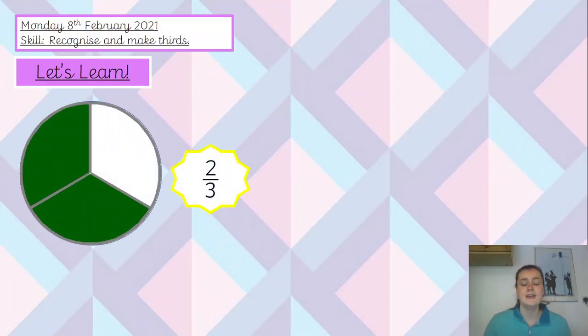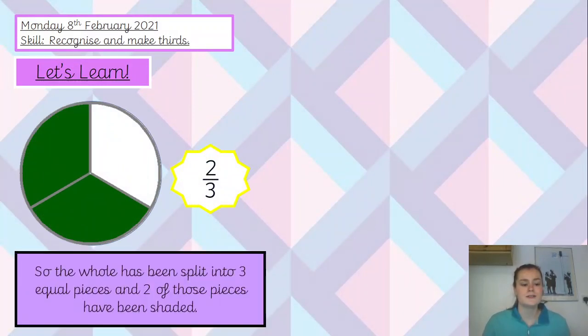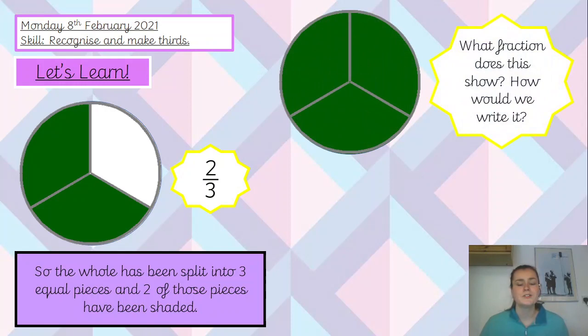Okay, so here we have got 2/3 shaded in. So the whole has been split into 3 equal pieces and 2 of those pieces have been shaded. So the denominator stays the same because we're still using thirds, but the numerator, the top number, has changed, hasn't it? Because this time we've got 2 sections shaded in. So what fraction does this show? I'd like you to pause the video and have a little think about how we would write this fraction. Off you go.